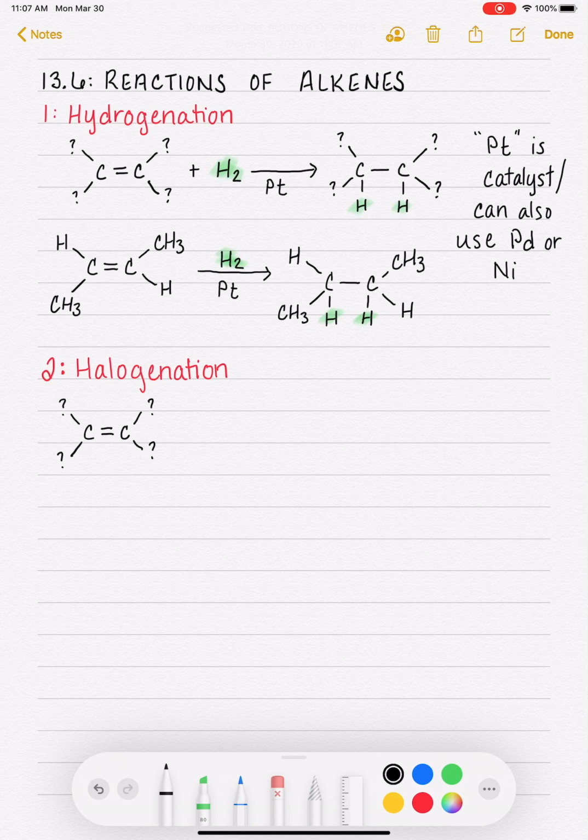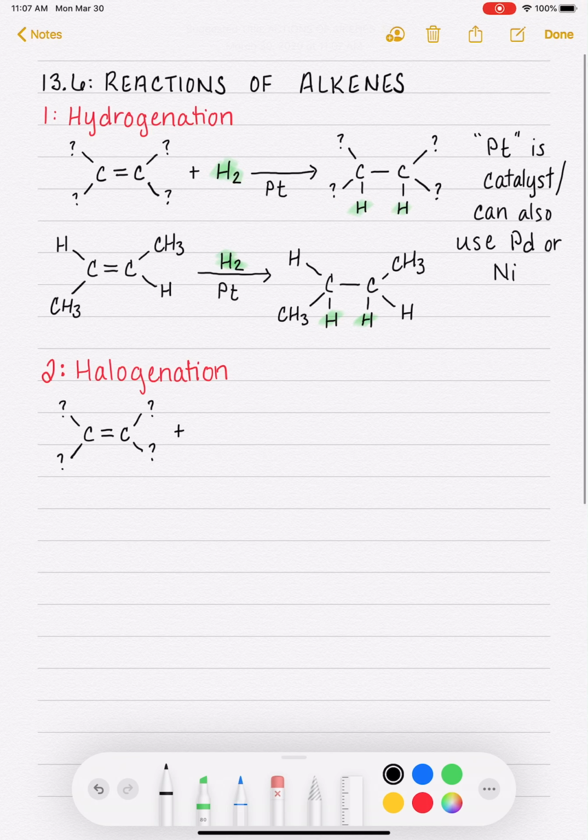In the halogenation reaction, we are reacting our alkene with a halogen molecule. It could either be bromine, which is going to be Br2, or it could be chlorine, which is Cl2, and we'll write a note of that off to the side in a minute. This reaction does not require a catalyst, so there's going to be nothing underneath the arrow. It's just plus Br2.